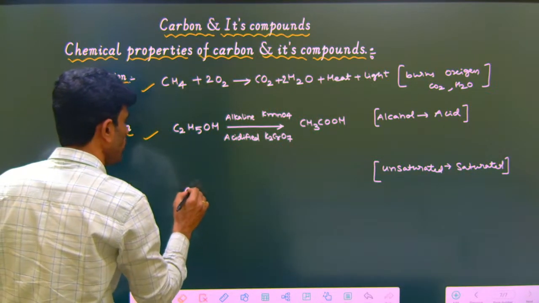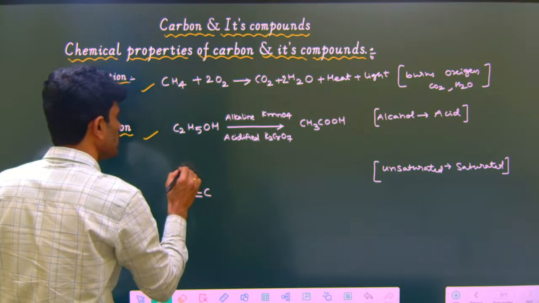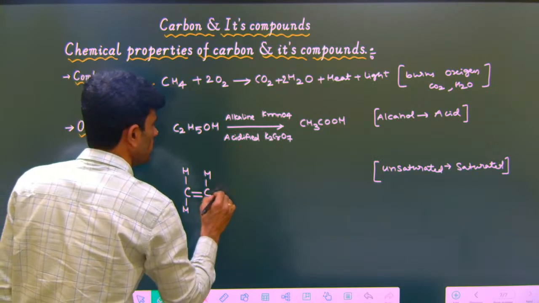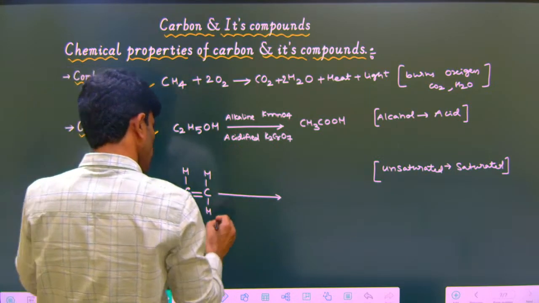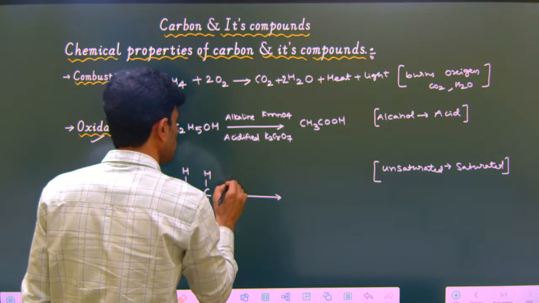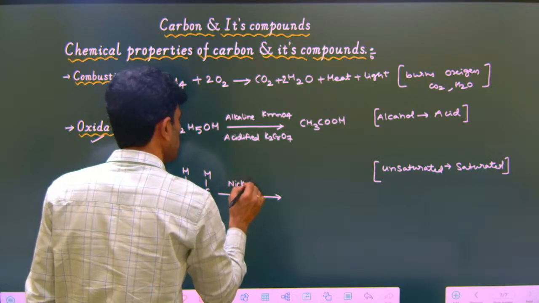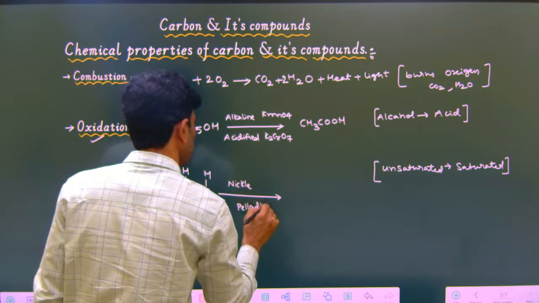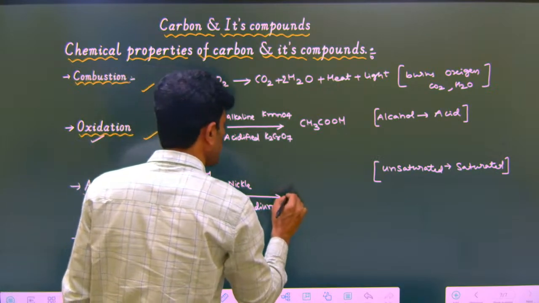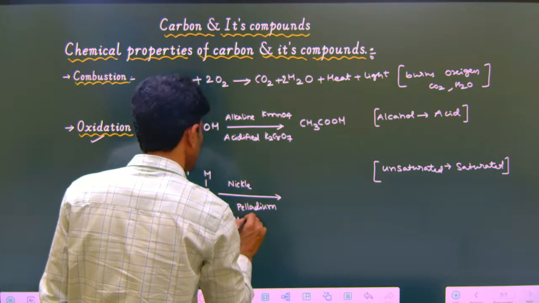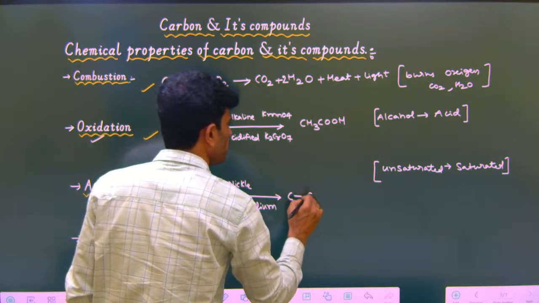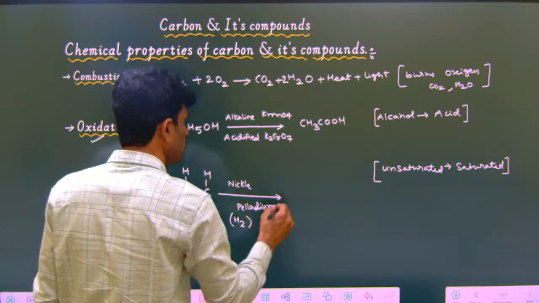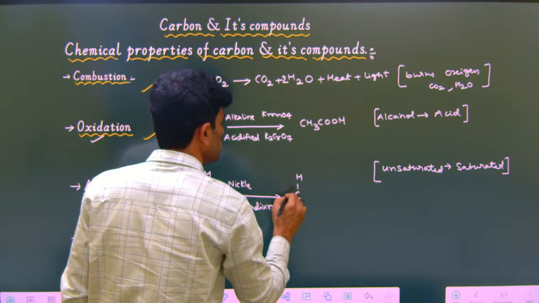For example, we have one unsaturated hydrocarbon like this. This is C2H4, alkene, ethene. Then after this, here we use a catalyst, nickel or palladium. We use these as catalysts and H2 is added. One H2 will be added in this process. Now this will become saturated. After the reaction, this ethene will become ethane, C2H6.